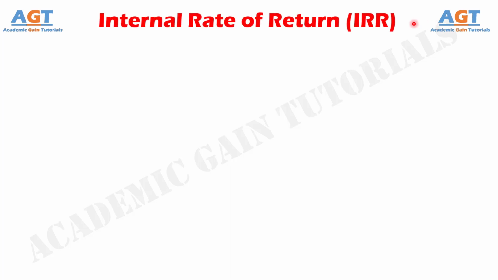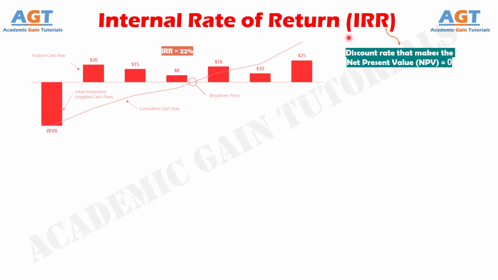The internal rate of return, IRR, is the discount rate that makes the net present value, NPV, of a project zero. In other words, it is the expected compound annual rate of return that will be earned on a project or investment. In this example, an initial investment of $50 has a 22% internal rate of return, or IRR. That is equal to earning a 22% compound annual growth rate.